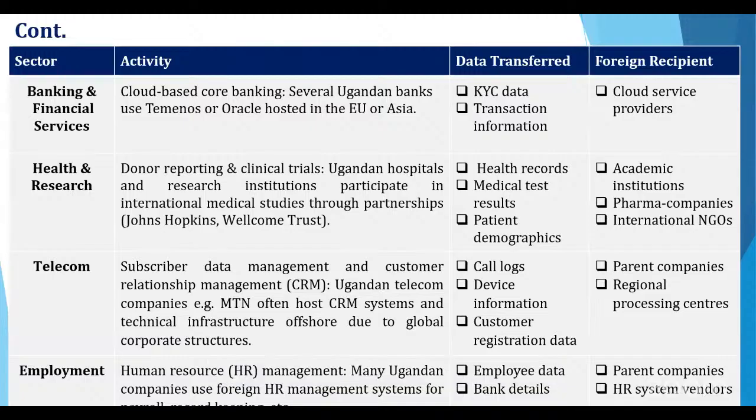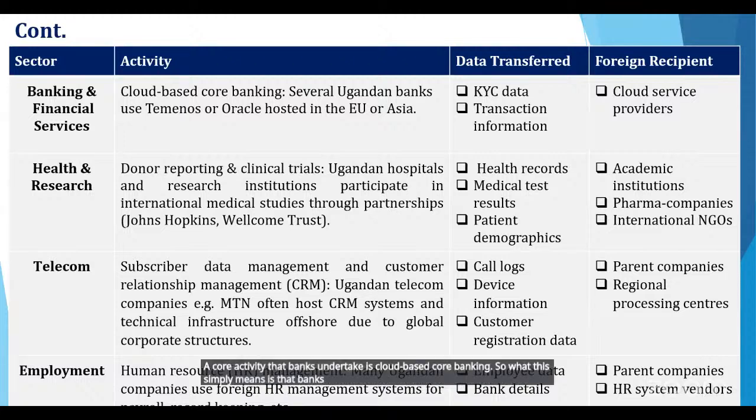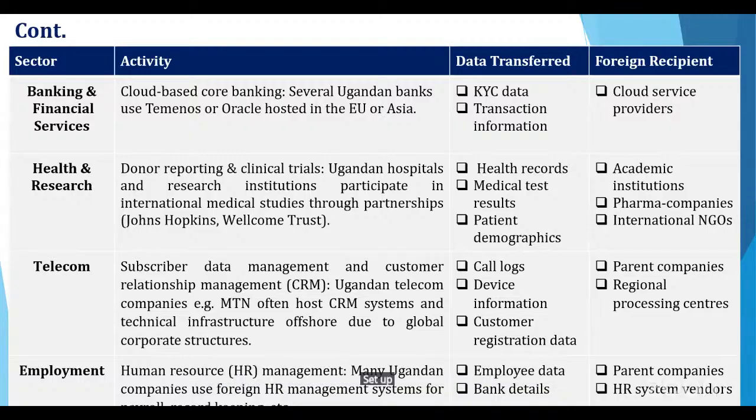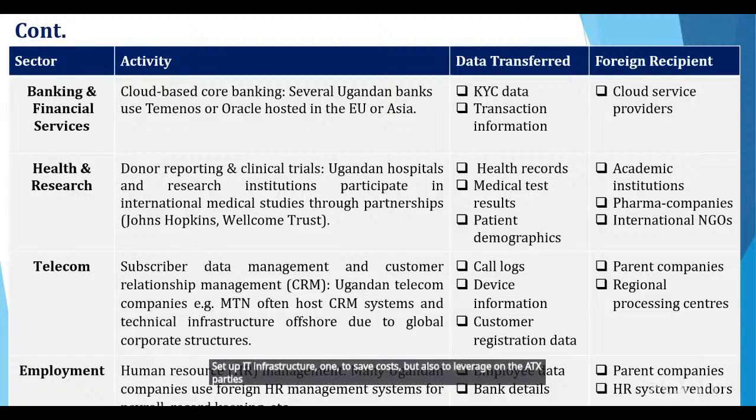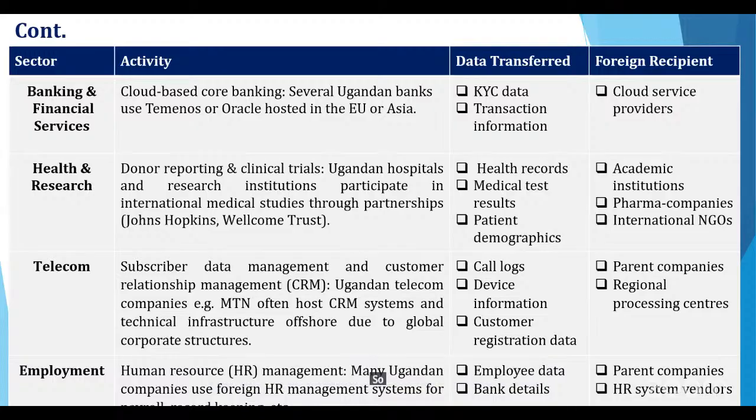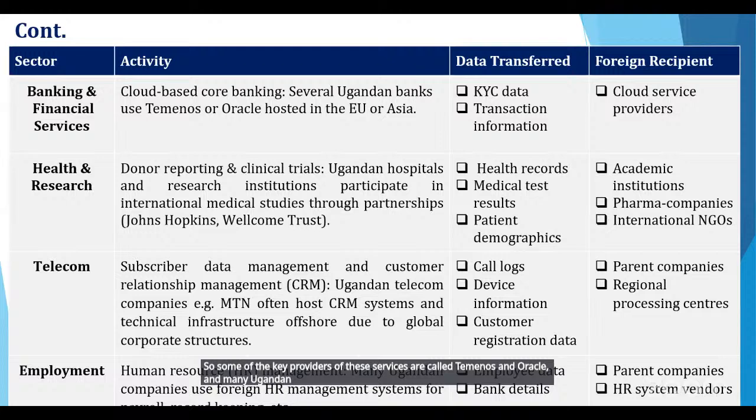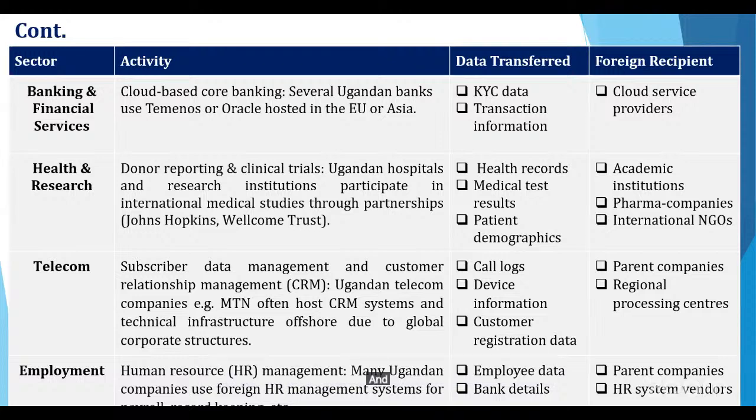So when you look at the banking and financial services sector, a core activity that banks undertake is cloud-based core banking. What this simply means is that banks tend to use cloud-based IT infrastructure as opposed to setting up locally set up IT infrastructure, one, to save costs, but also to leverage on the IT expertise of the cloud service providers that actually have a niche in such an area. Some of the key providers of these services are called Temenos and Oracle, and many Ugandan banks use these systems, and they are hosted abroad in the EU or Asia.